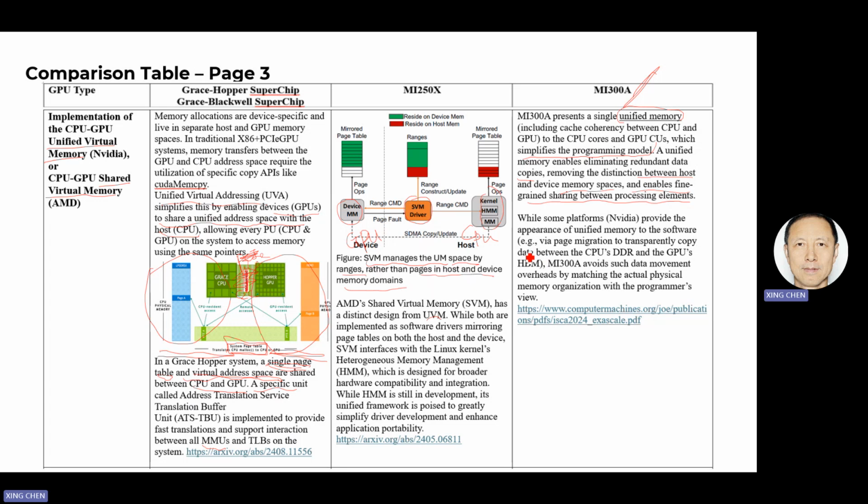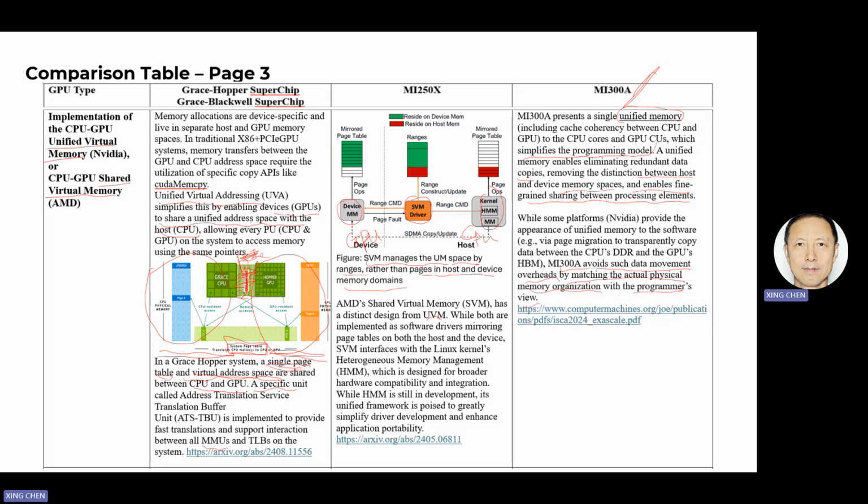This is what NVIDIA did. But here the MI300A avoids such data movement overheads by matching the actual physical memory organization with the programmer's will.